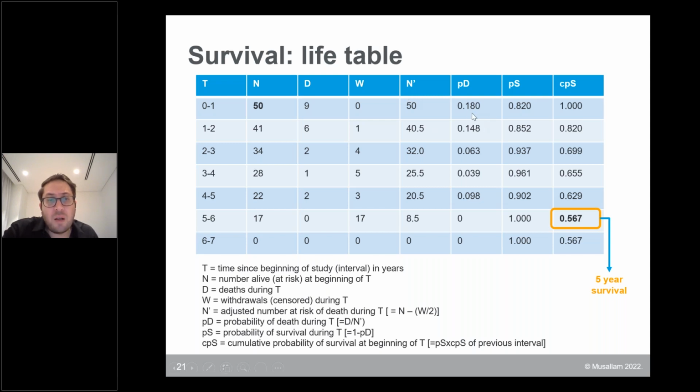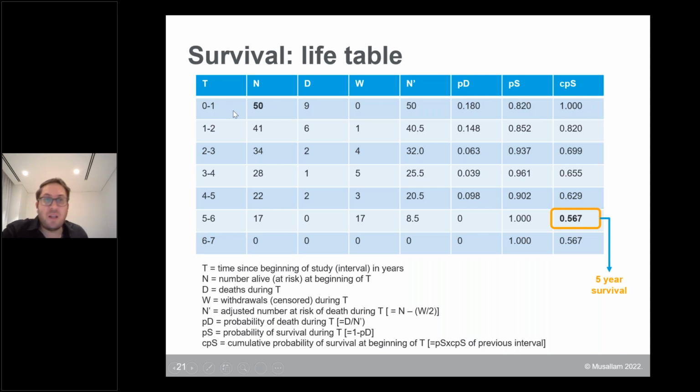And the PD, which is the probability of death during this time period, we just take how many died over how many are truly at risk. So 9 over 50 gives you 0.180. The probability of surviving is simply 1 minus this, so 0.820. And the cumulative probability of survival always starts with 100.